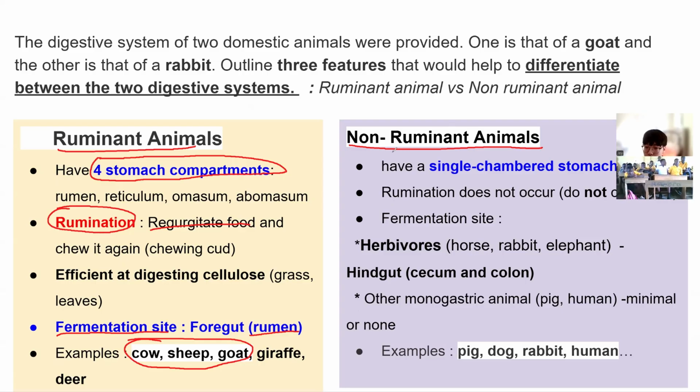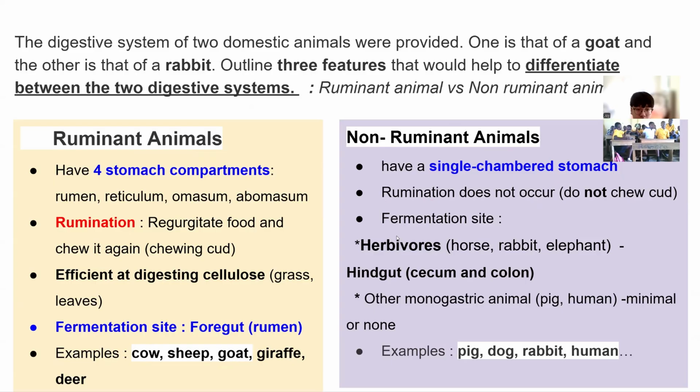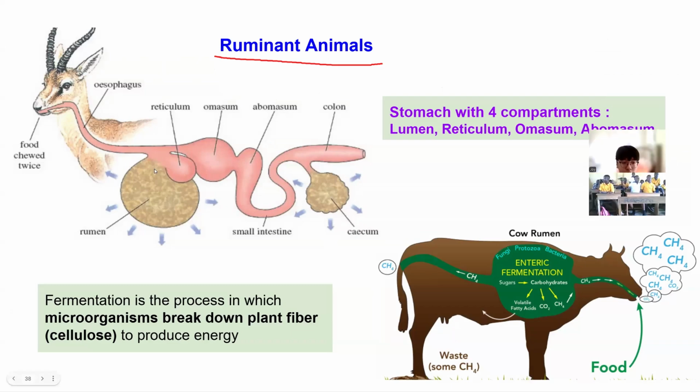And then we had non-ruminant animals, which have a single-chambered stomach. Rumination, or vomiting and chewing food again, does not occur. Examples include pig, dog, rabbit, and humans. I was just talking about that, and also about the ruminant animals having four chambers. You can see here, one, two, three, four.